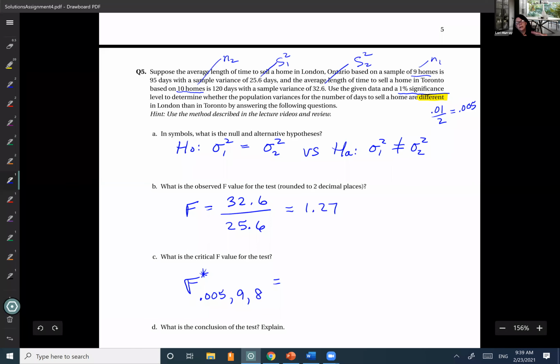So my numerator is S2 subscript, right? The variance for the second population. So I want to keep that in line and have 9 degrees of freedom first, and then 8. And then you just go to the table. If you go to the table that says 0.005, does anyone want me to actually show this?